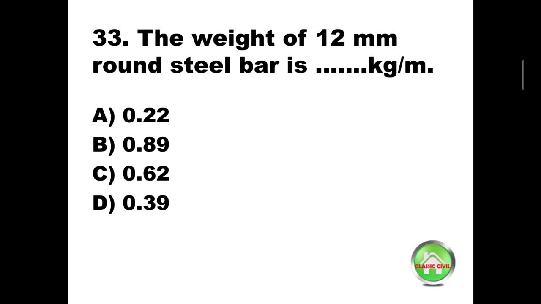Question number 33. The weight of 12 mm round steel bar is dash kilogram per meter. Option A, 0.22. Option B, 0.89. Option C, 0.62. Option D, 0.39. Answer is option B, 0.89.